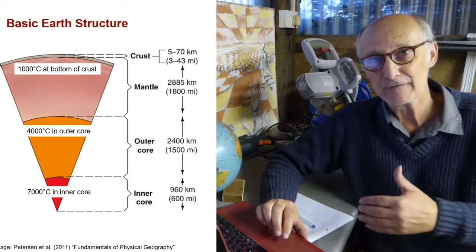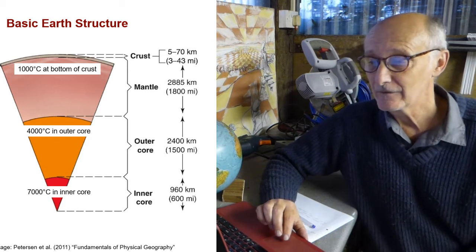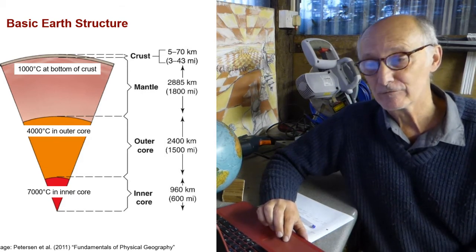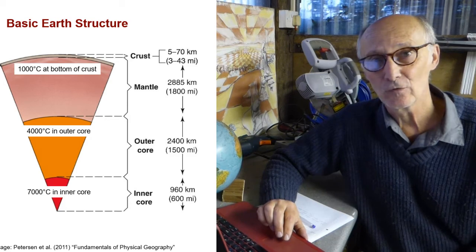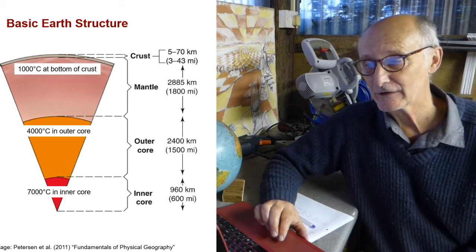So there's a significant thermal gradient through the planet as a whole and through the crust, which is what's driving energy towards the surface that we talked about in that previous session.